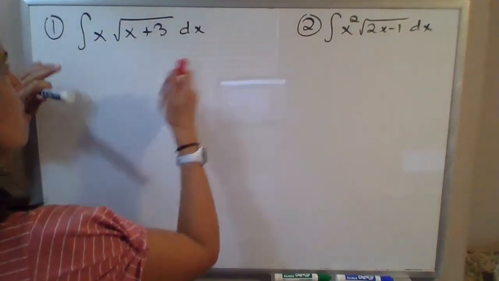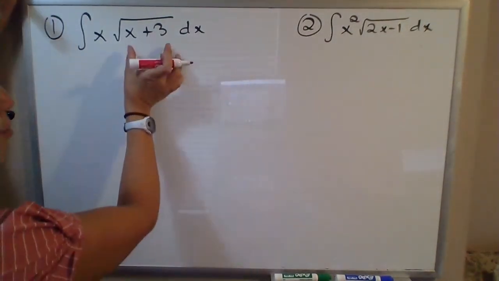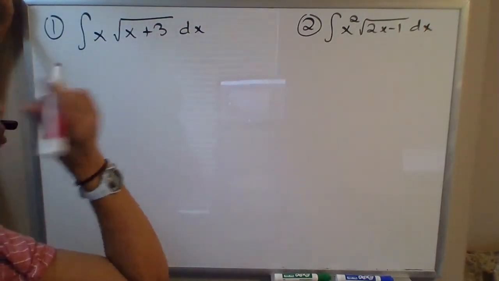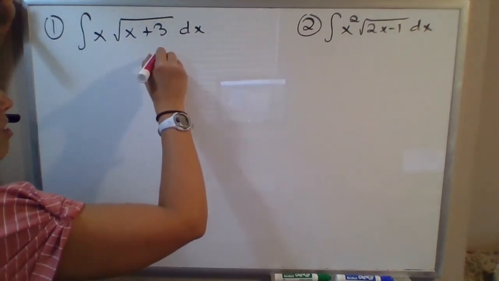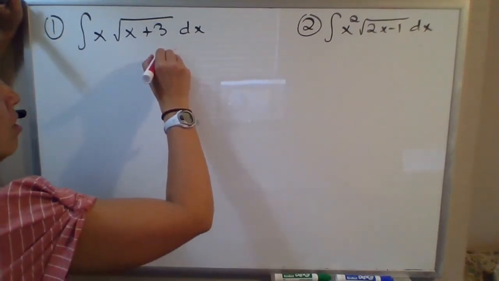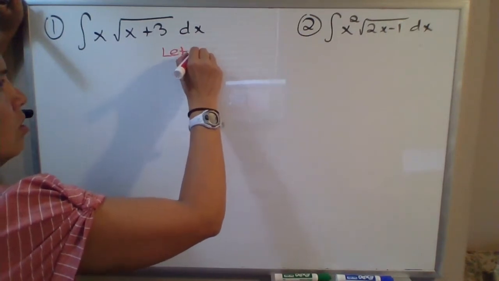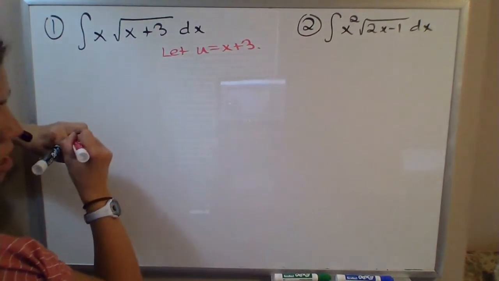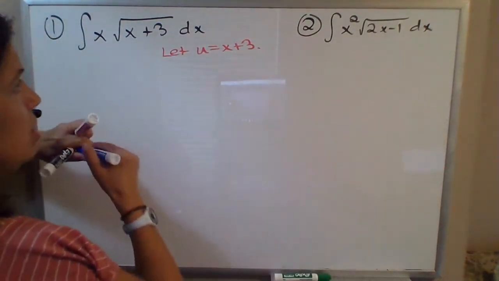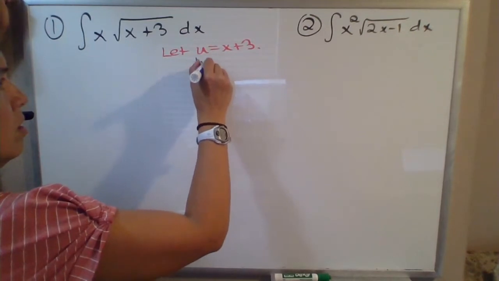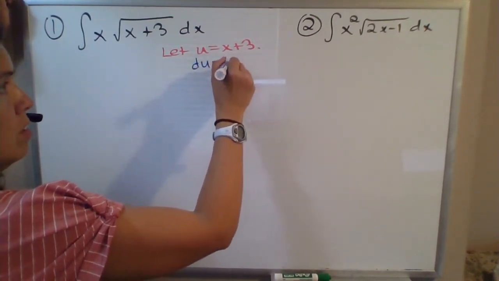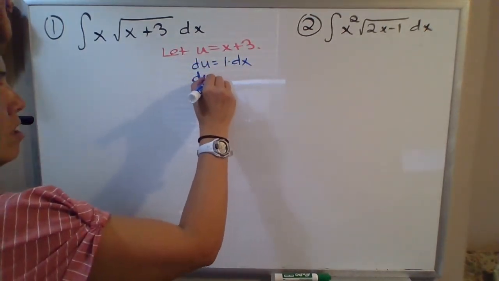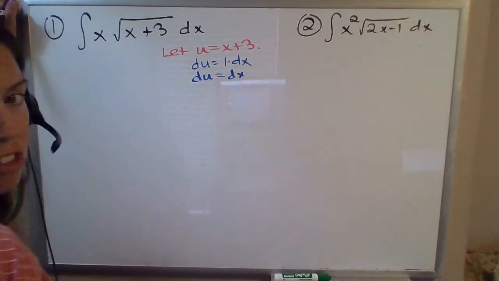So focusing on this first integral, whenever you have one function of x inside of another function of x, this is where you should consider integrating using substitution. So in this case, if we let u equal the inner function, x plus 3, then the differential du in this case would just equal 1 times dx. This isn't often the case, but in this particular problem, du is just equal to dx.